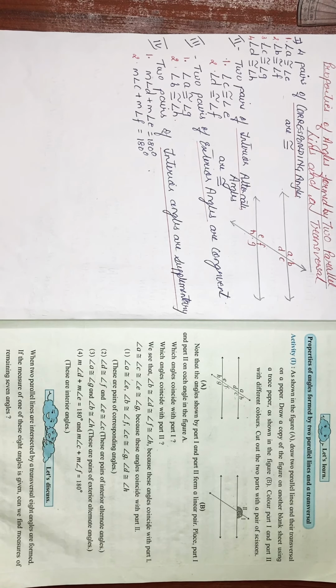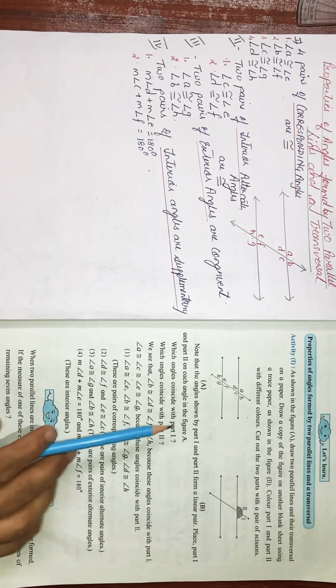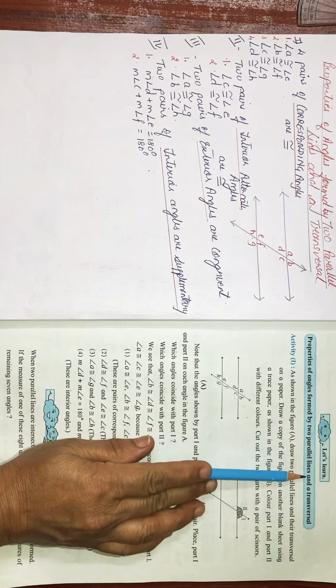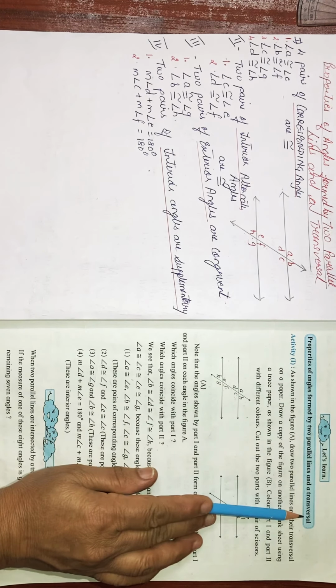Okay, students, now let us continue parallel lines and its properties. So now let us study the properties of angles formed by two parallel lines and a transversal.